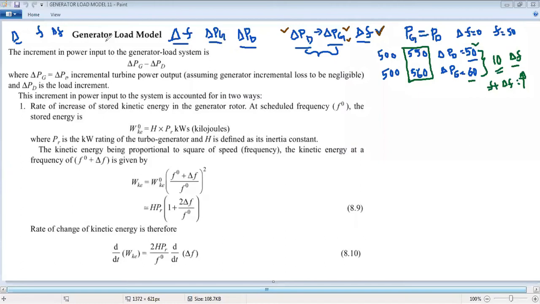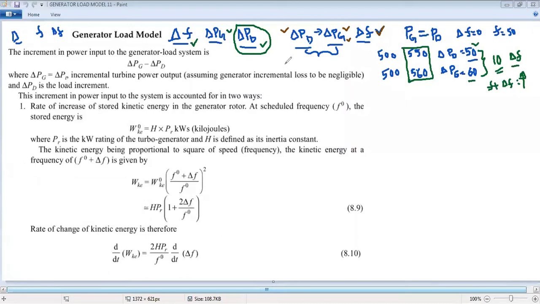This generator load model gives the change in the frequency delta F as an output, as a result of the change in the generation when the load demand changes by a small amount delta PD. Here the main culprit in the system is delta PD, which is called the disturbance variable.